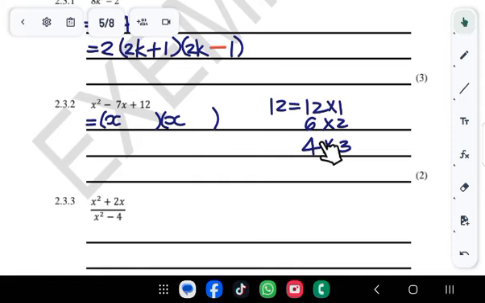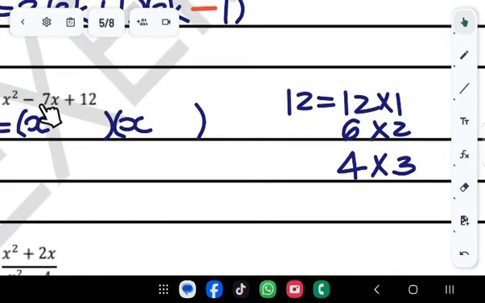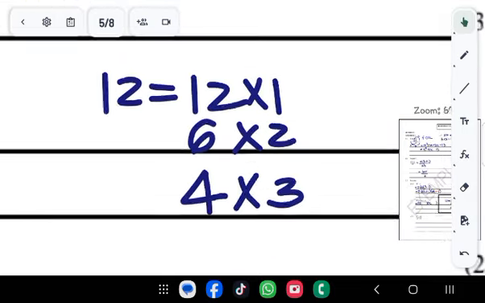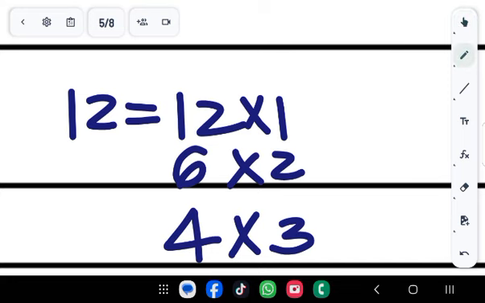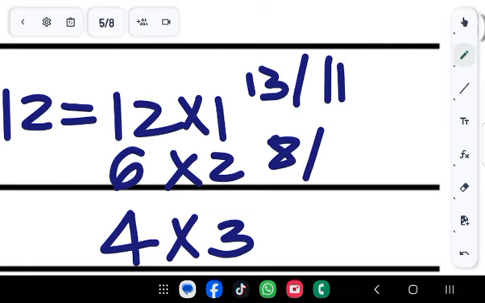Now, why am I listing them like this? So that I do not miss the one that is actually appropriate, that will give us 7 in the middle. How do we figure it out? Easy peasy. So you go, okay, let's see. These two can either give us 12 plus 1, which is 13, or 12 minus 1, which is 11. And these two can either give us 6 plus 2, which is 8, or 6 minus 2, which is 4.